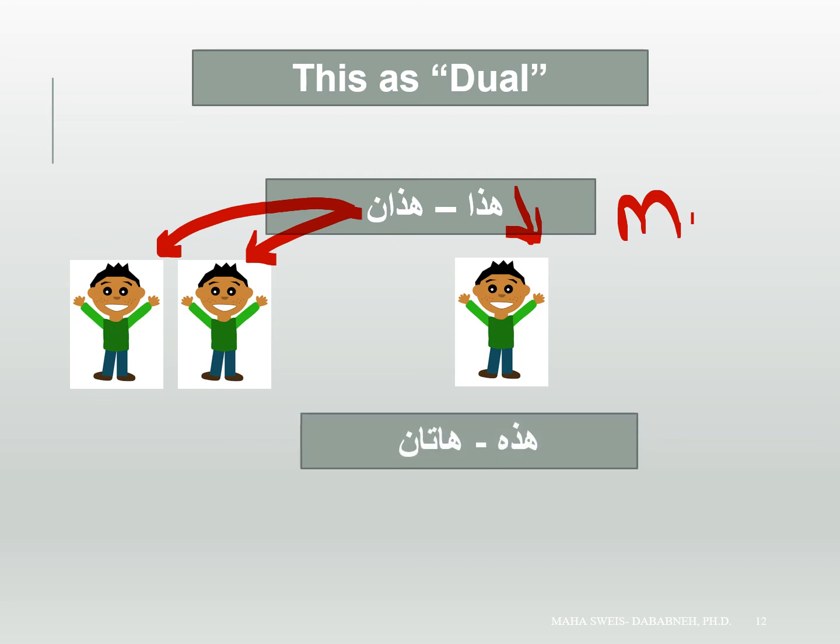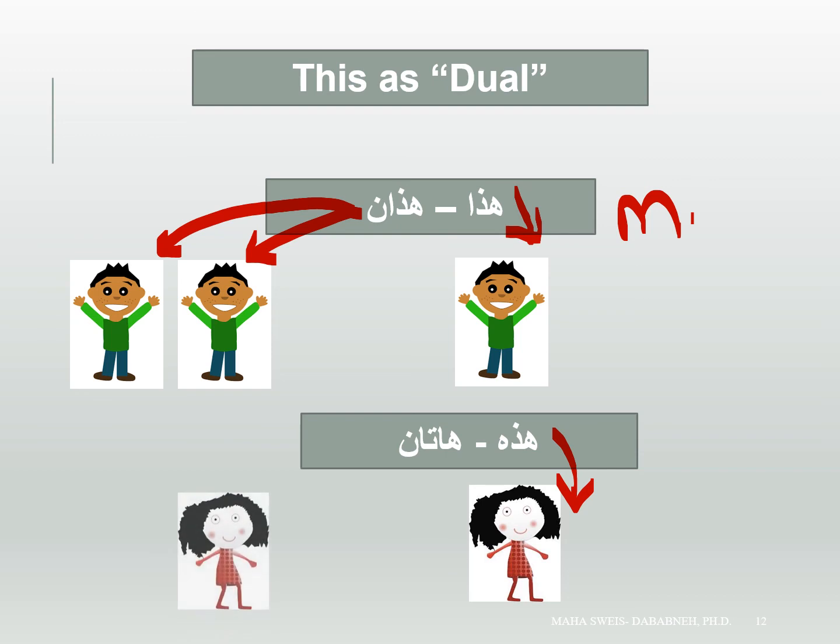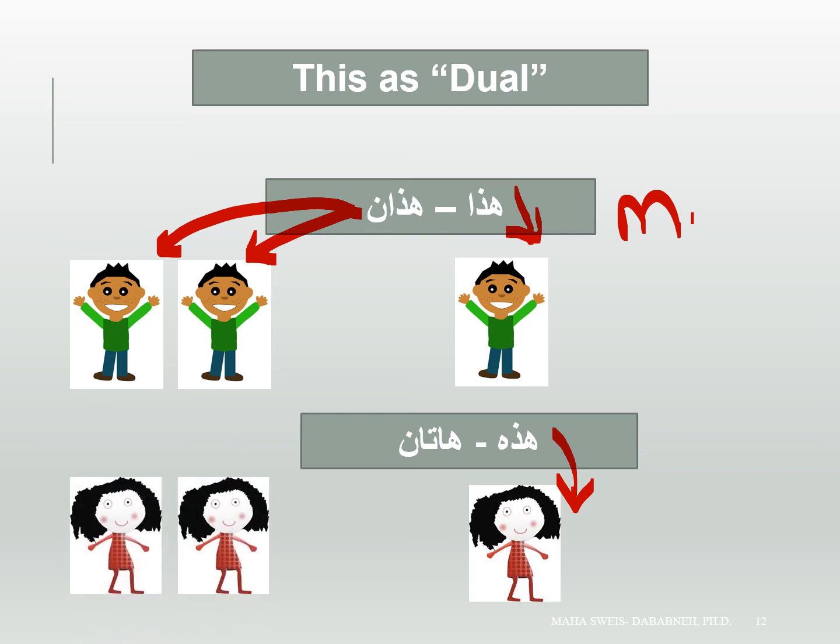هذه and هاتان. هذه بنت. One singular female. هاتان بنتان. We have two girls. That's why we use هاتان, and this is for feminine.